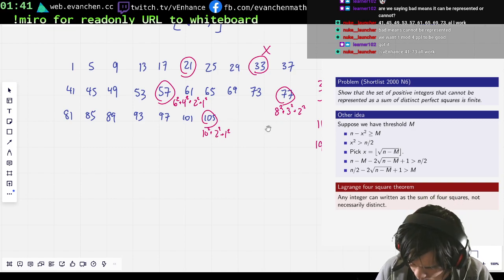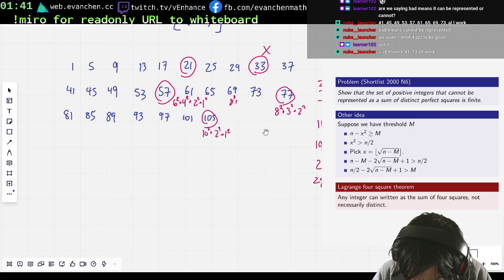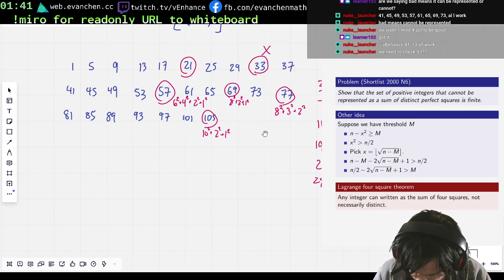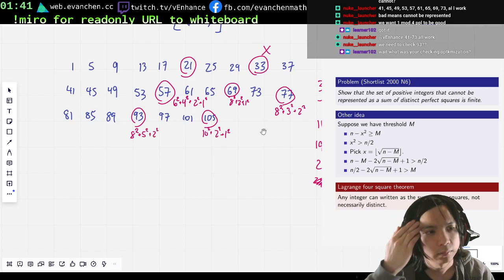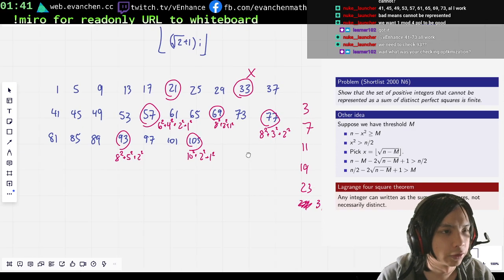Actually, I need to check. Hang on, there's more primes. 8 squared plus 2 squared plus 1 squared. 87. Oh, sorry, that's not it. 93. I need to check 93. 64, 25. What was the checking optimization?